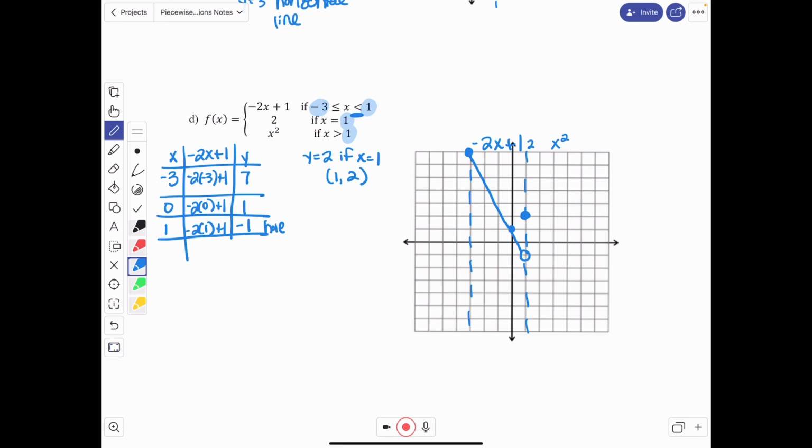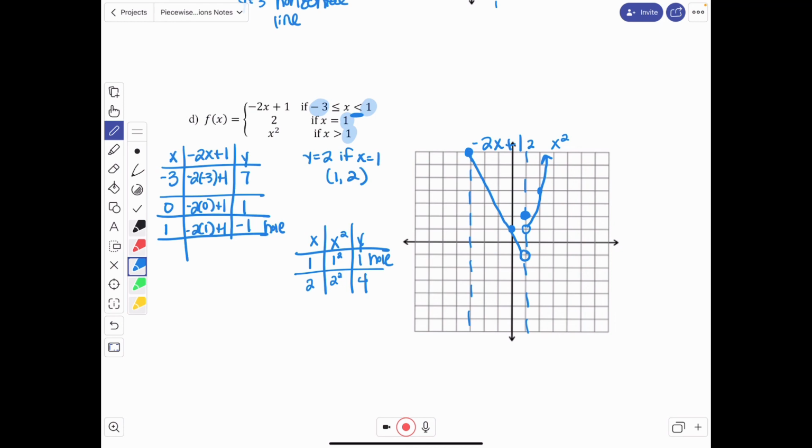Then if we do x squared, we're going to start at 1. So 1 squared is 1. And remember, this one is a hole because it's not equal to there. So we've got 1, 1. We'll do 2. 2 squared is 4. So we've got 2, 4. And remember, this is going to be a parabola, so we're going to get pretty big pretty quick. If we did 3, we would get 9. We'd go off the graph. So this is a parabola. It's got that curve to it. And it's going to go up forever.